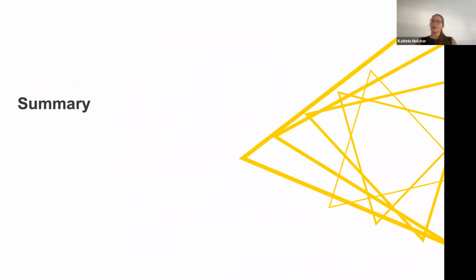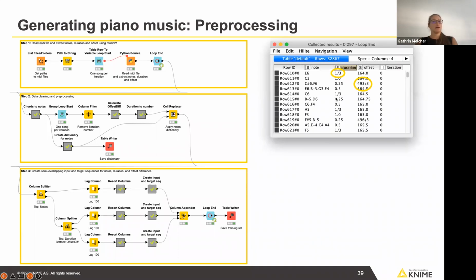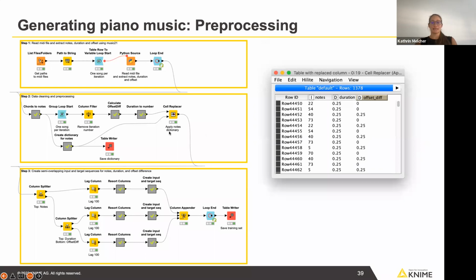Okay, summarizing. What are the steps involved in solving a deep learning use case? First of all, we have the preprocessing. And in the preprocessing, you always need to think, what is a good numerical representation for your data? And here we discussed, okay, we need nodes, duration, and offset or offset difference. But after extracting it, we realized we still need to perform a bit more preprocessing to really encode the classes, in this case nodes, with different numerical values, which we did in the next step.